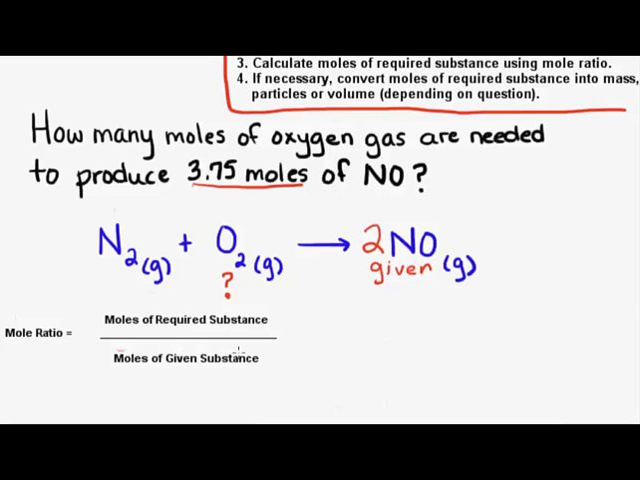For ours, the mole ratio will end up being 1 mole of oxygen gas, because there's only 1 mole of it in our balanced chemical equation, over 2 moles of nitrogen monoxide because of the coefficient 2 in our balanced chemical equation. So now that we have this fraction, we can multiply our data, which is 3.75 moles of nitrogen monoxide, against this mole ratio.